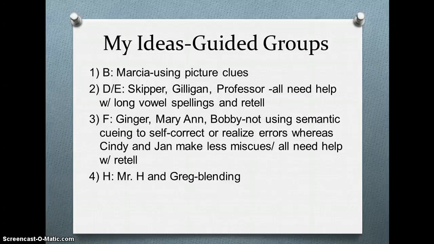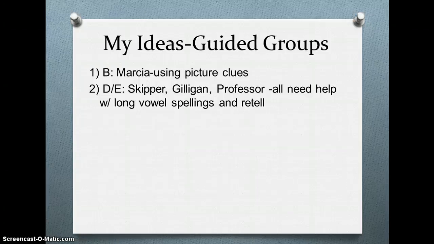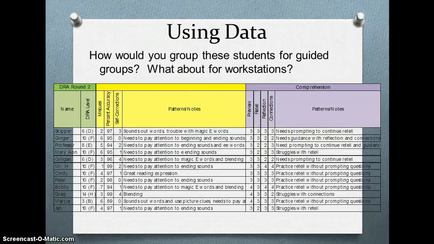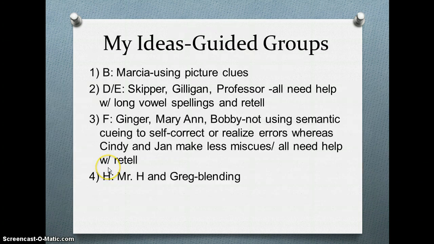You're seeing that as a pattern. Next, at level H, I would work with Mr. H and Greg. And actually, when you look at the data, Mr. H is a level F here, but look at how high the accuracy is, the low miscues, the self-corrections. So he definitely has a very solid foundation for decoding and word recognition, which is why I'm comfortable working with him at a higher reading level, but you don't want to go too high. But both of these students I'm going to work on with blending. So that's my rationale for how I'm grouping the students.